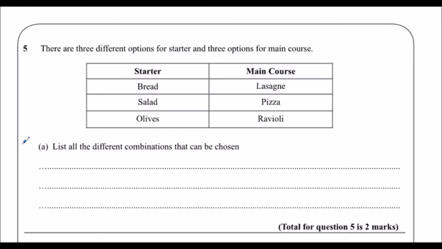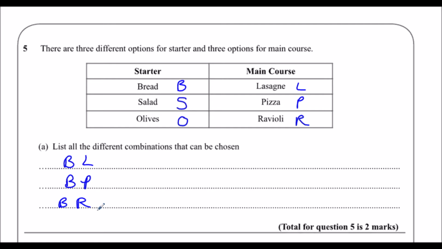Question 5. There are 3 different options for starter and 3 options for main course. List all the different combinations that can be chosen. So let's change these to letters. We'll have B, S, O, L, P, R. That just means we have to write less down. So if we have B for starter, we can have B and L, B and P, and B with R. So there are all the options.